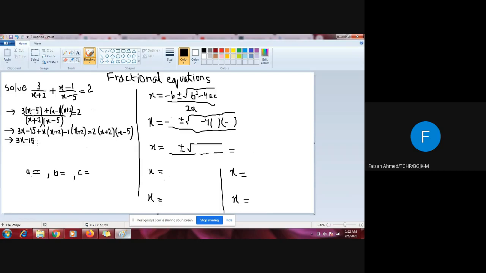I will expand. This x will be multiplied with x, and it will become plus x square, and plus 2 multiplied by x will be plus 2x, and this minus 1 multiplied by x will be minus x, and this minus 2. And then on this side again I have to multiply. I will multiply this 2 with this x and with this 4, so it will become 2x plus 4, and I will use the bracket, and the other bracket is x minus 5.